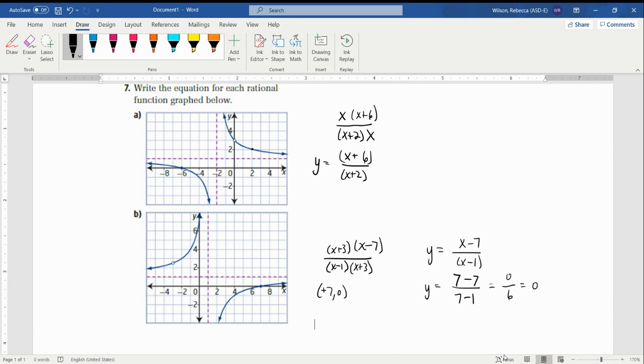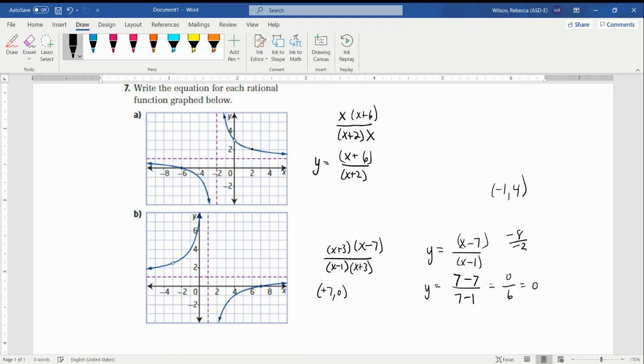And then again, you can just double check that it actually works. So 7 minus 7 is 0. 7 minus 1 is 6. 0 divided by 6 is 0. And you could pick another point too if you want to really be certain. So I kind of want to go with positive numbers. I'm out of luck. Okay, let's say we picked -1, comma 4. When x is -1, y should be 4. So -1 minus 7 is -8. -1 minus 1 is -2. And -8 divided by -2 is 4.